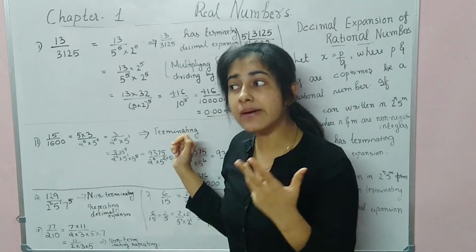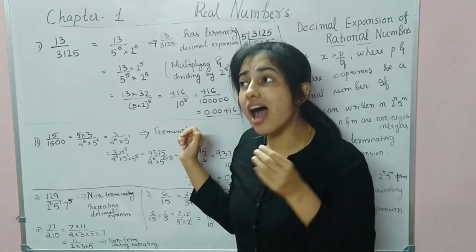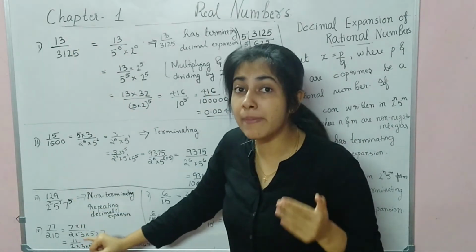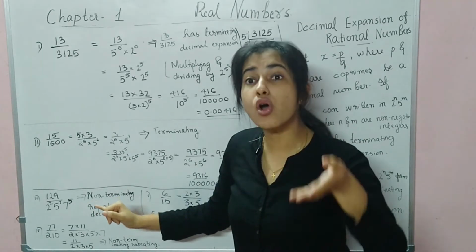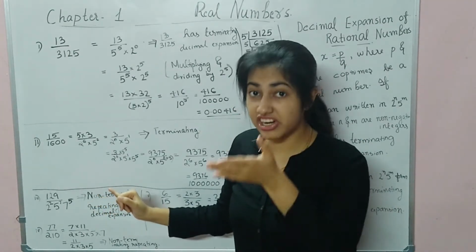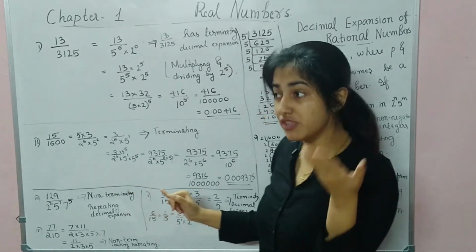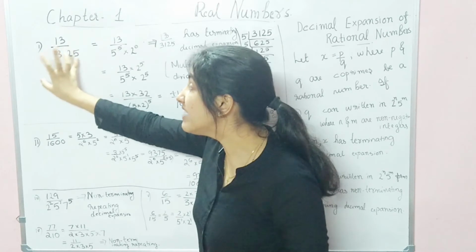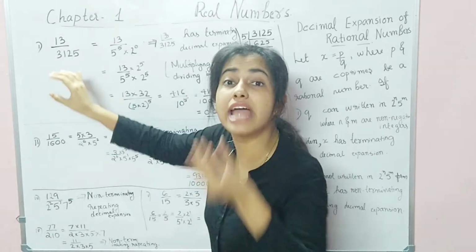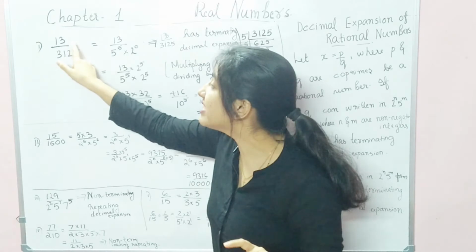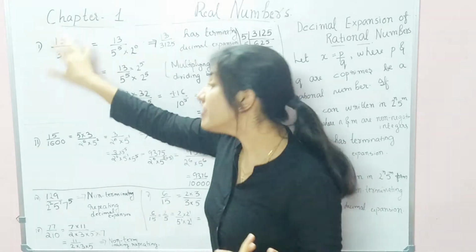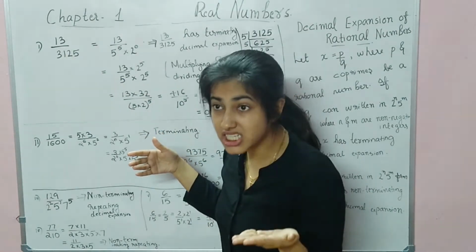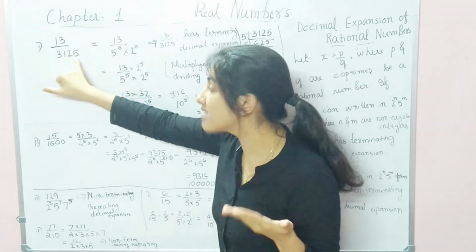If few rational numbers are given and we are asked to tell whether the decimal expansion of these rational numbers are terminating or non-terminating recurring without doing the actual division, what you have to do is you have to write the rational number given in its p by q form where p and q are co-primes. So let us see 13 by 3125. We know that 13 and 3125 have no common factors. Therefore, these two numbers are co-primes.